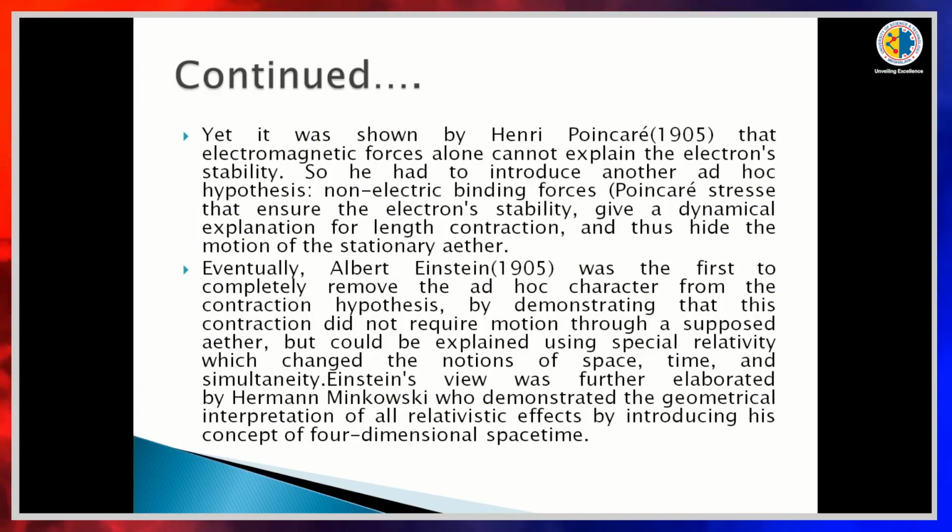From the Lorentz transformation equations we get: x dash is equal to x minus Vt divided by root over 1 minus v square by c square, y dash is equal to y, z dash is equal to z, and t dash is equal to t minus vx by c square divided by root over 1 minus v square by c square. So, the Minkowski diagram applies here in the case of length contraction.